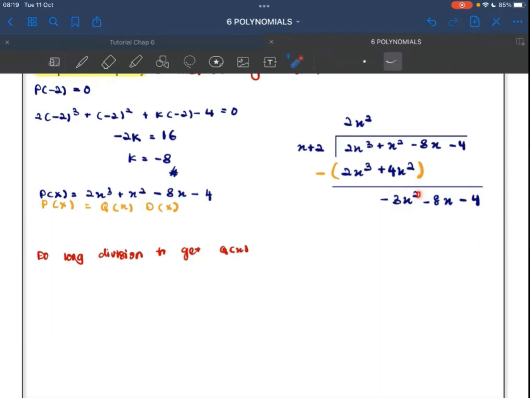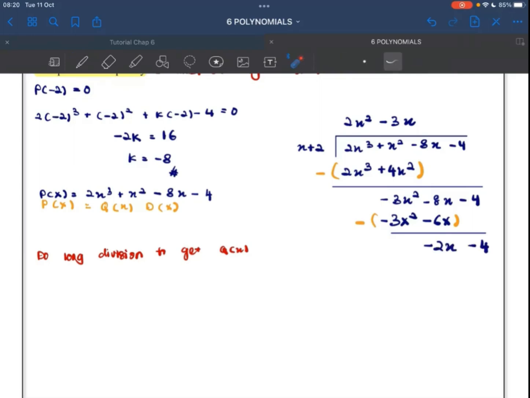So now buat lagi. Negative 3x square divided by x, kita ada negative 3x. Dah bahagi, multiply balik. Negative 3 multiply by x, we have negative 3x square. Negative 3x multiply by 2, we have minus 6x. Always do bracket sebab ini ialah minus. So negative 3 minus 3, 0 lah. Negative 8 minus 6, so plus 6, kita ada negative 2x. Bawa turun minus 4.